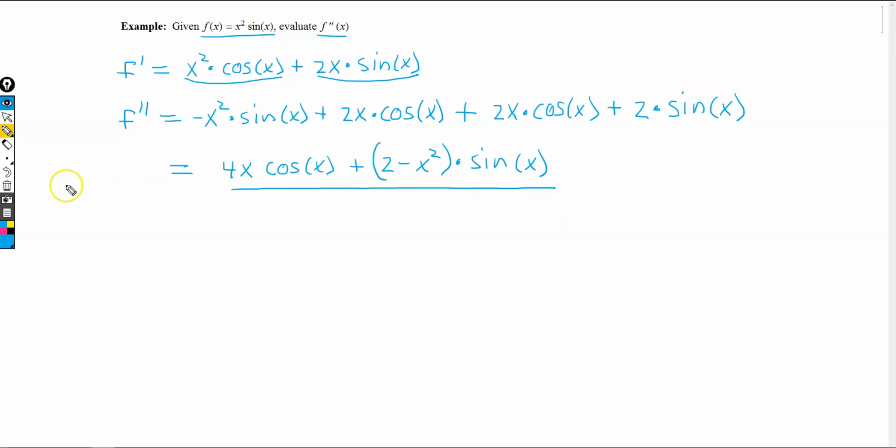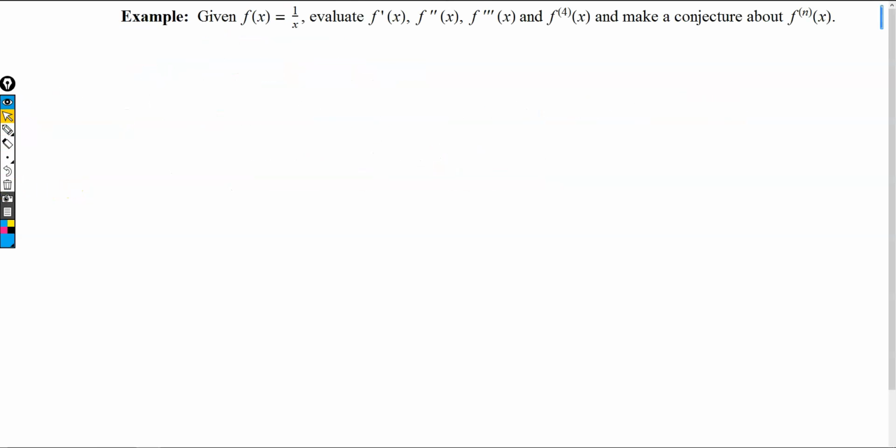Let's take a look at another example. So here we're given the function 1 over x, and we want to evaluate the first, second, third, fourth derivatives, and then make a conjecture about what would the nth derivative equal. All right, so, well, let's write down our function. That's just 1 over x. And let's notice that that is x to the negative 1. That'll help us to differentiate it.